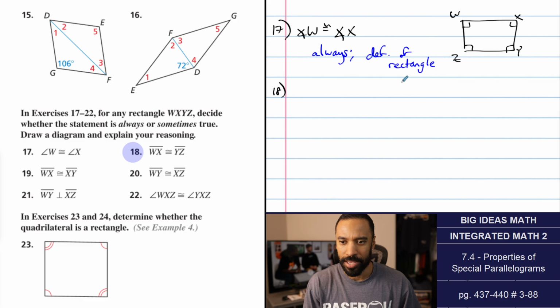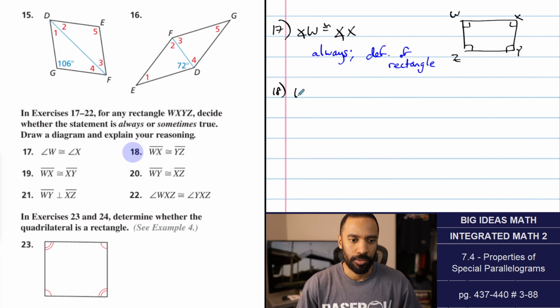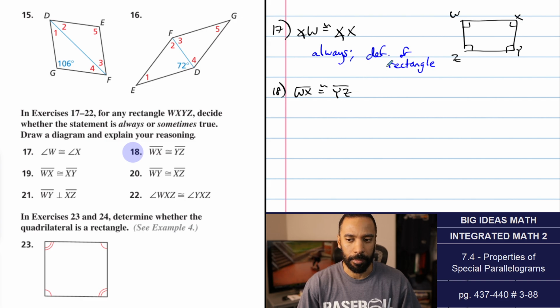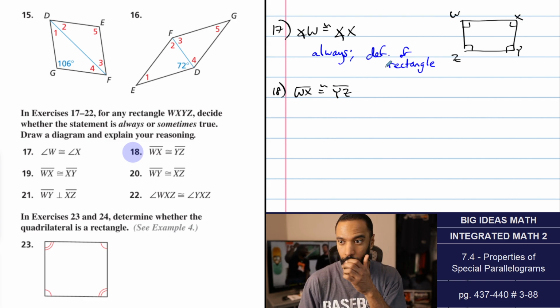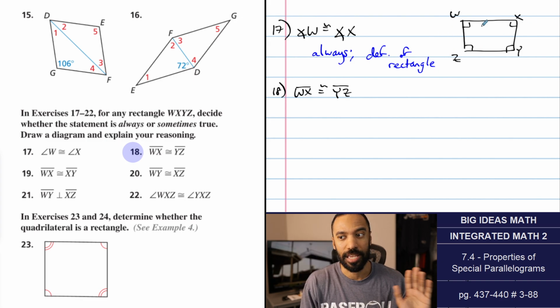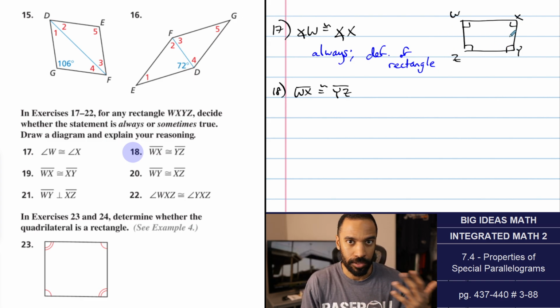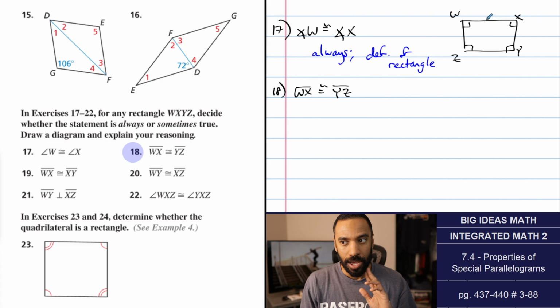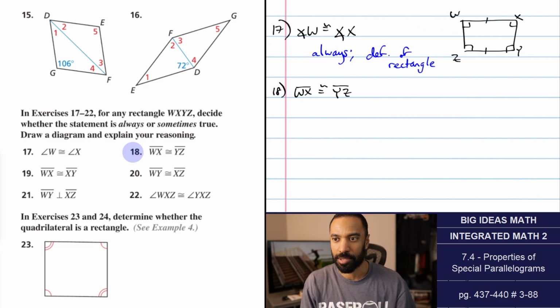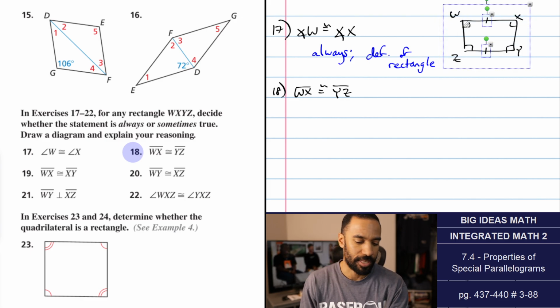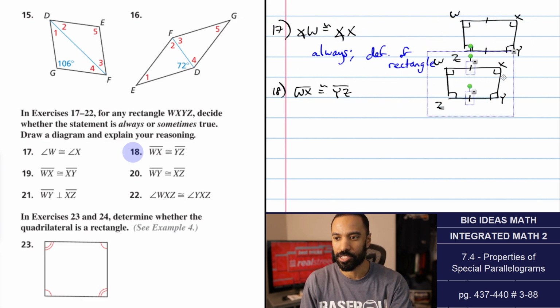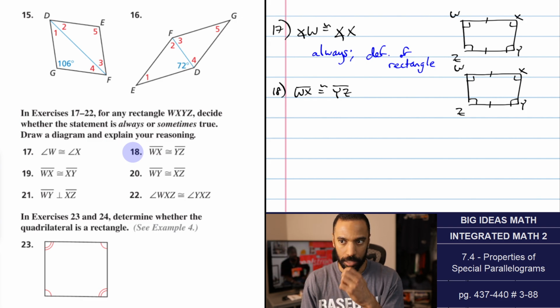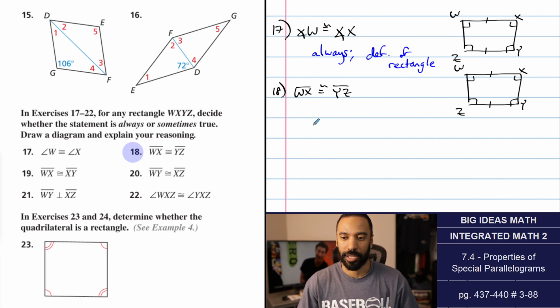WX congruent to YZ. Now listen, a rectangle has certain properties that will always be true as well, but it's not its definition. The definition of a rectangle is all right angles and things like that. A rectangle will have opposite sides congruent. We know that because a parallelogram does that same kind of thing. So if I copied and pasted this, this is also always true of rectangles. Opposite sides congruent. It's a parallelogram property.